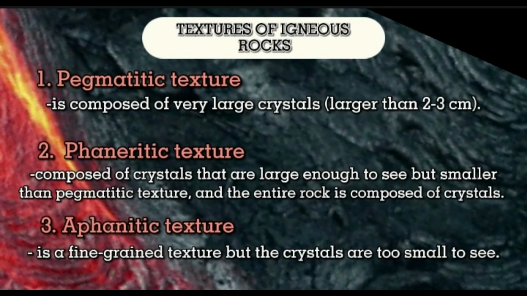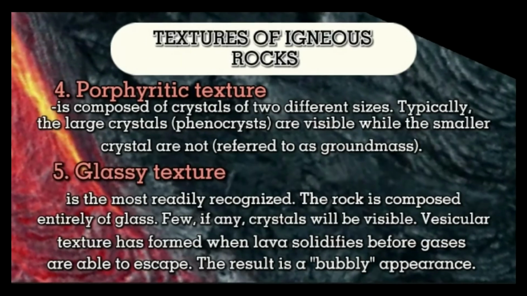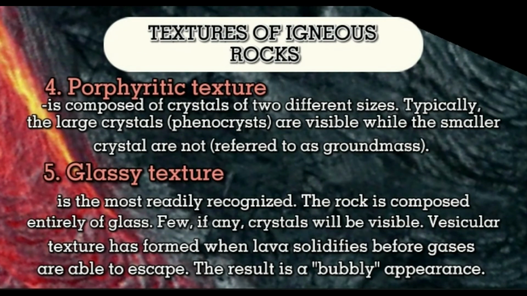Aphanitic texture is a fine-grained texture but the crystals are too small to see. Porphyritic texture is composed of crystals of two different sizes. Typically, the large crystals are visible while the smaller crystals are not. Glassy texture is the most readily recognized. The rock is composed entirely of glass. Few, if any, crystals will be visible.